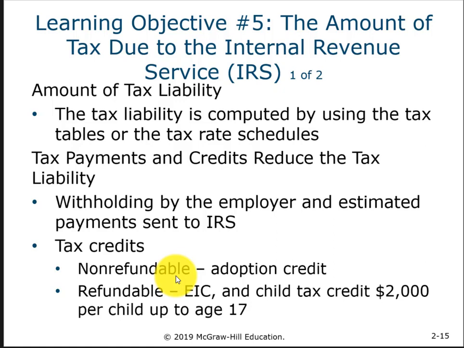And then you apply tax payments and credits to reduce the tax liability. Remember, after you calculate your taxable income, after you calculate your tax liability, then you apply payments and credits. Most common payment is the withholding by your employer. So on W-2, you get your W-2. It tells you how much your income is, but it also tells you how much your employer withheld from your checks for federal income tax.